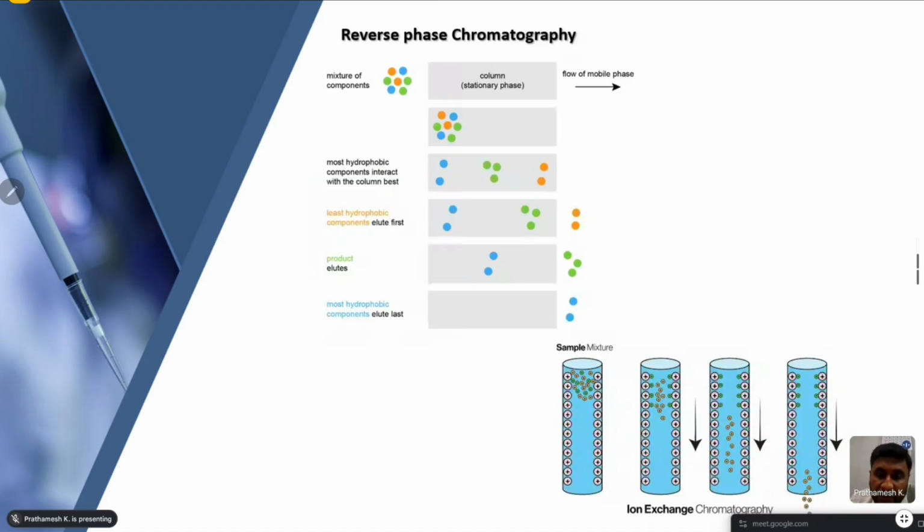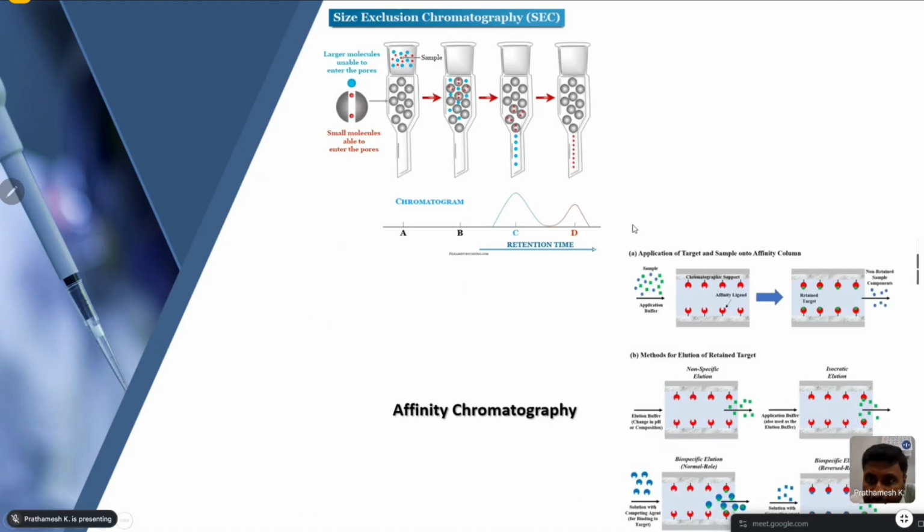Then you have affinity. Affinity chromatography आपको ये slide पे दिख रही है. Affinity chromatography, basically what you're trying to use is you're exploiting the affinity of a particular molecule to its ligand or antigen antibody interaction, the strong affinities which exist in the nature.